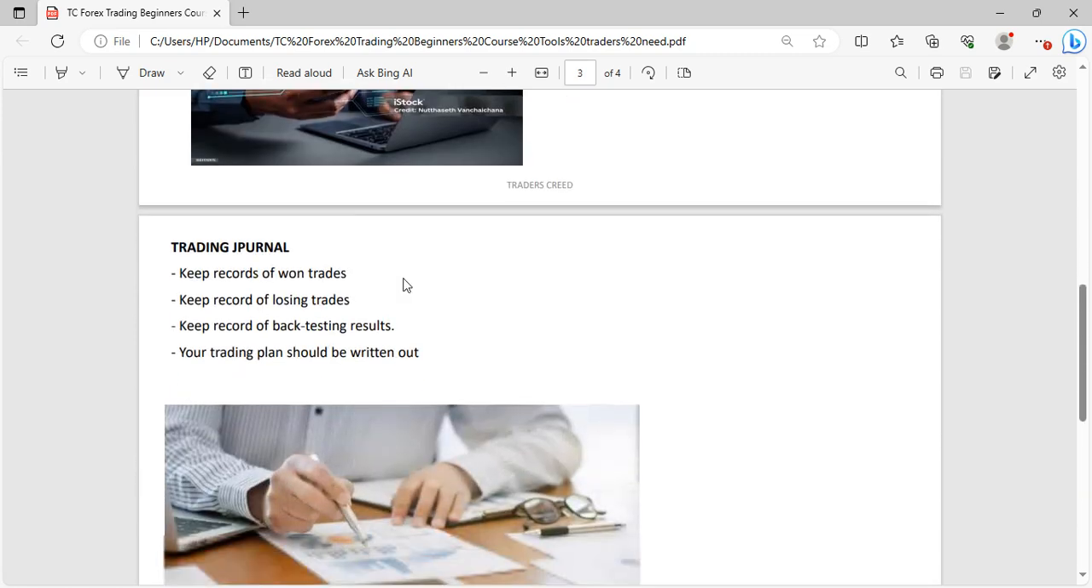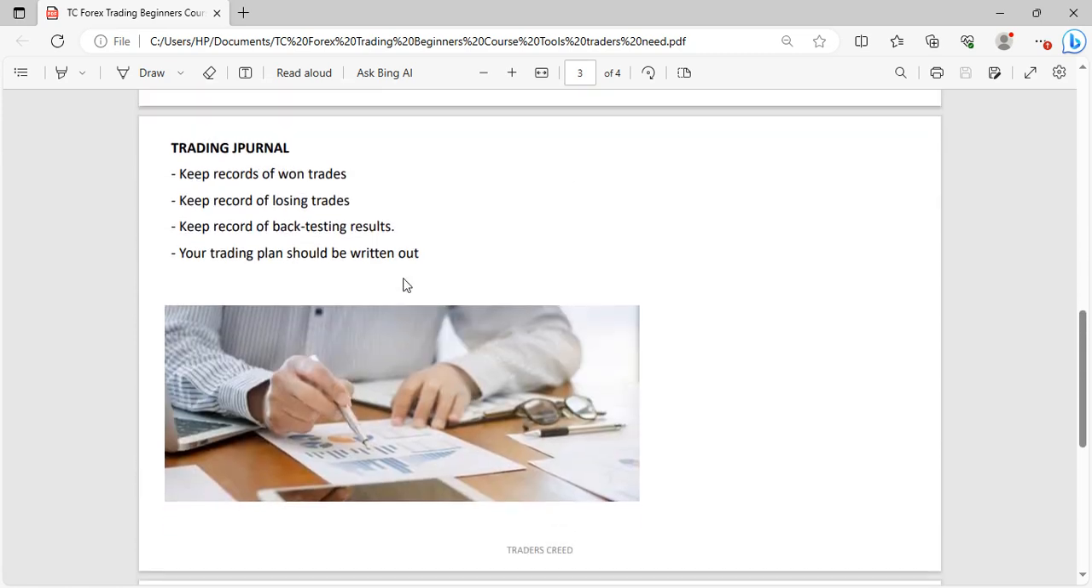So now we're going to be talking about journaling your trades. As a forex trader, this is the most important thing in understanding your progress, because you need to keep records of your trades. You need to keep records of your won trades, your lost trades, your backtesting log, and your trading plan. Before you enter a trade, you need to have certain rules listed out so that you don't enter a trade outside your trading plan. You understand? So that's why this trading journal is important.